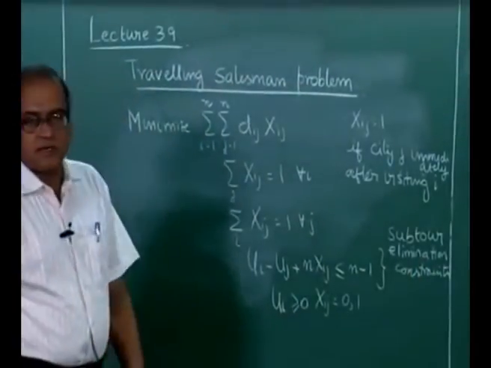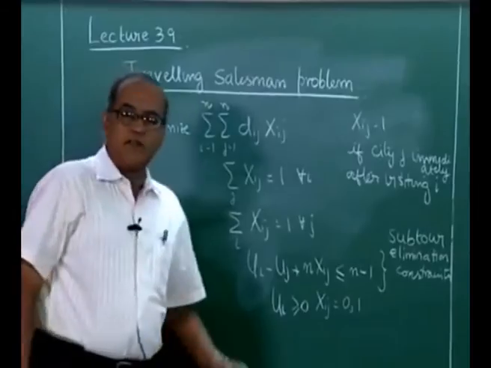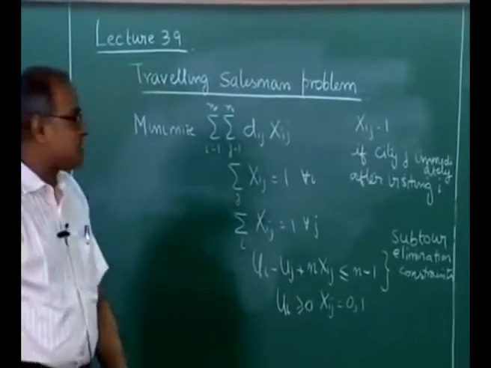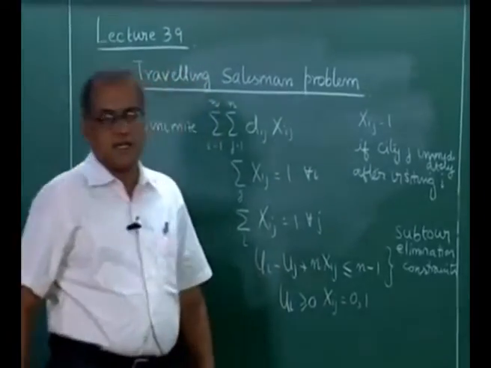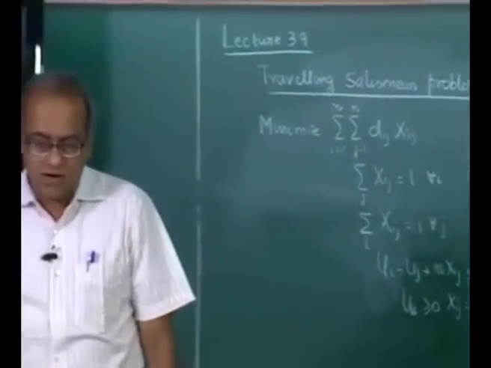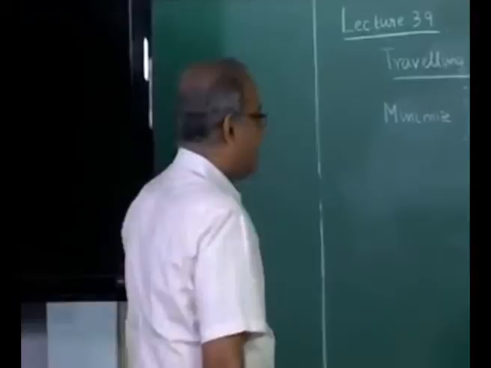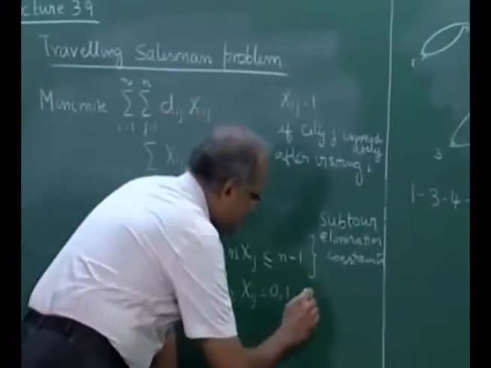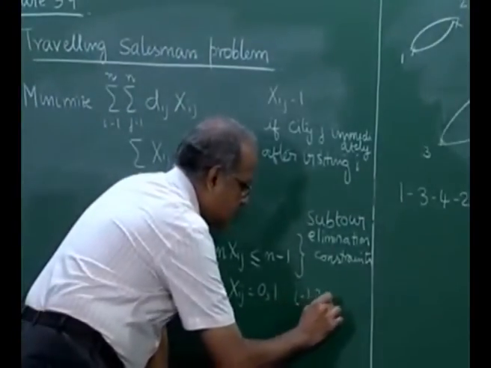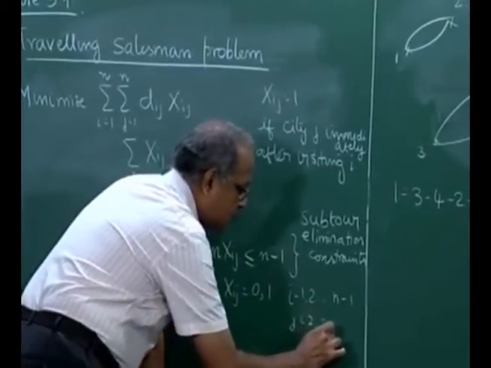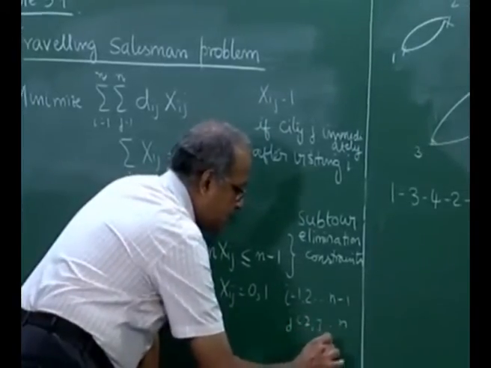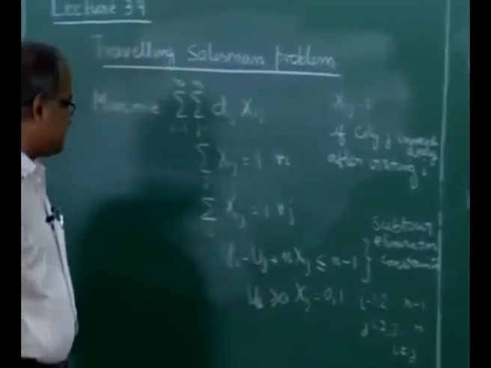Now if there is a subtour, let us say, first we define ui minus uj plus n xij less than or equal to n minus 1, and then we define it for i equal to 1 to n minus 1, j equal to 2, 3 up to n, and i not equal to j.